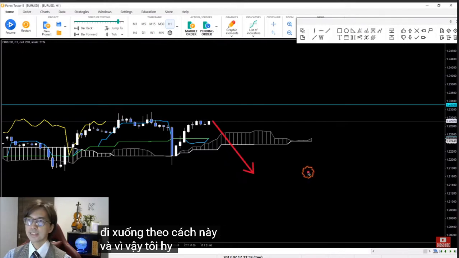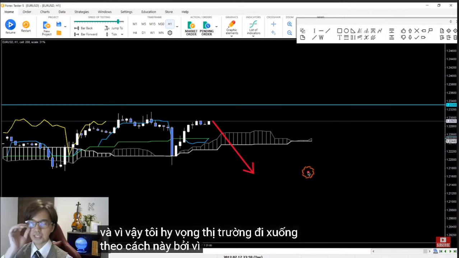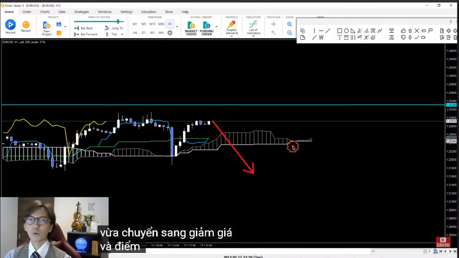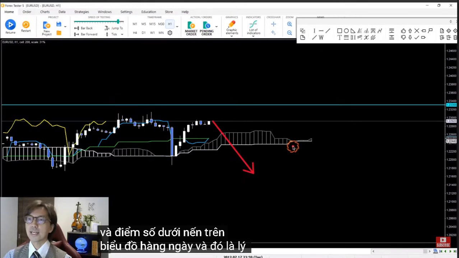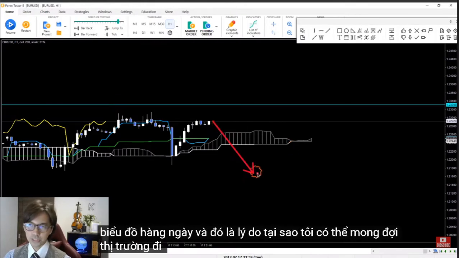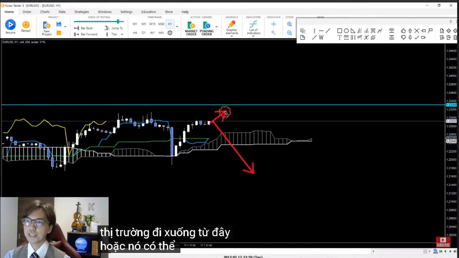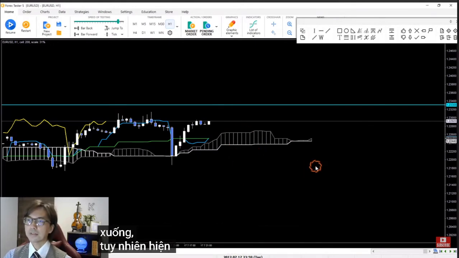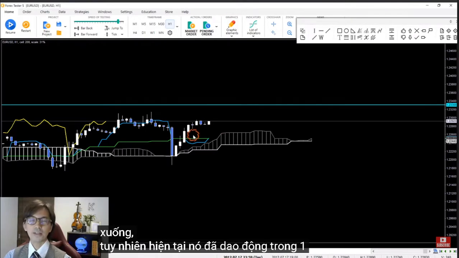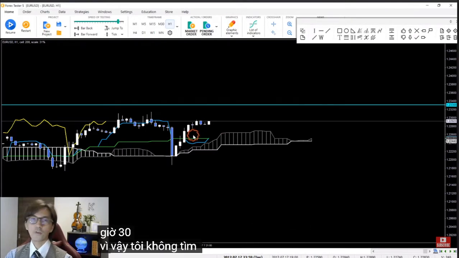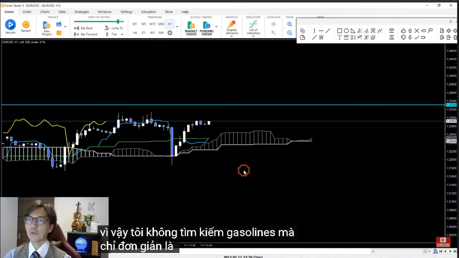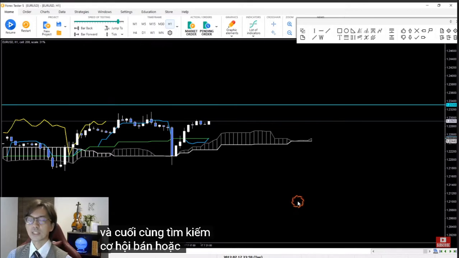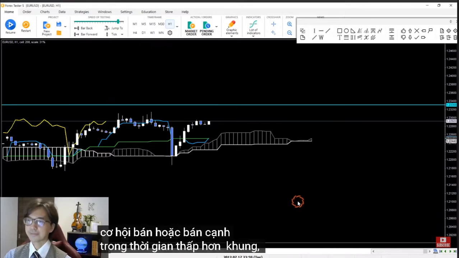I expect the market goes down this way because the daily chart has been bearish. Kijun Sen just turned bearish, and Chikou span is below the candles on the daily chart, and that's why I can expect the market goes down from here, or it can test the resistance and go down too. However, now it's been ranging in 1 hour and 30, so I don't look for the sell chance yet. Simply I wait for the 1 hour chart to go down and then finally look for the sell chance or selling edge in lower time frames.